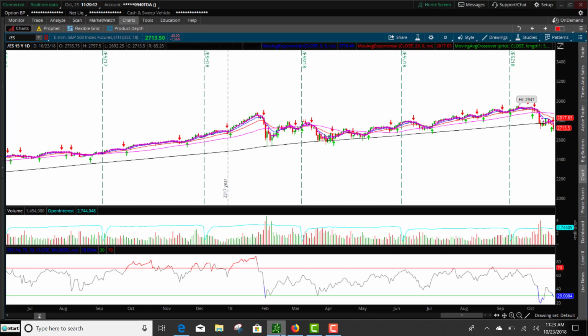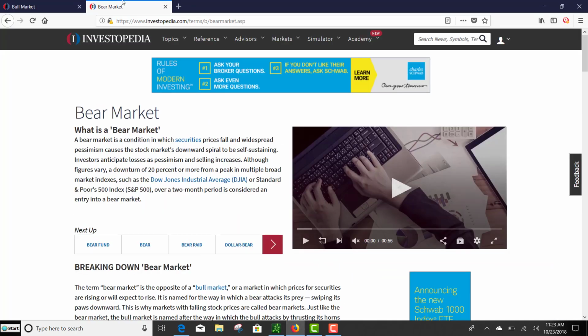So what is the opposite of a bull market? That would be a bear market. And a bear market is when securities prices fall and widespread pessimism causes the stock market's downward spiral to be self-sustaining. Investors anticipate losses as pessimism and selling increases.